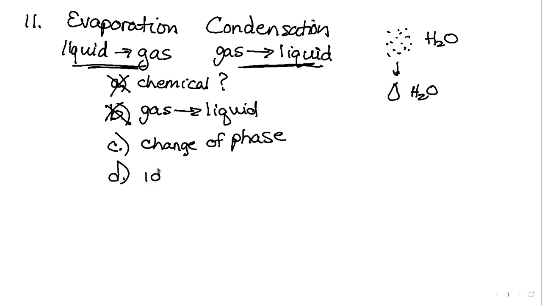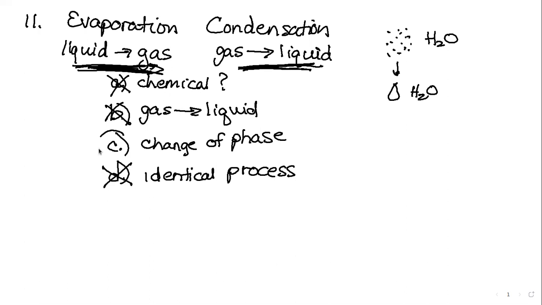And the last one says identical processes. No, they are not identical processes. In evaporation from liquid to gas, you're breaking apart some of those molecules from each other and they're floating off into the air. Gas to a liquid, you're binding some of those particles together and they become heavier and stick together more. So they are not identical processes. So it's a change of phase, C.